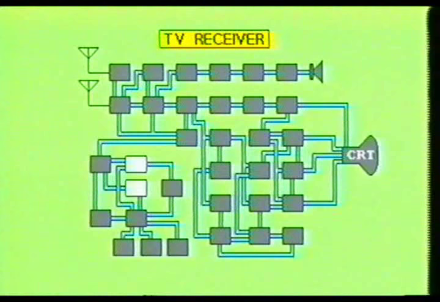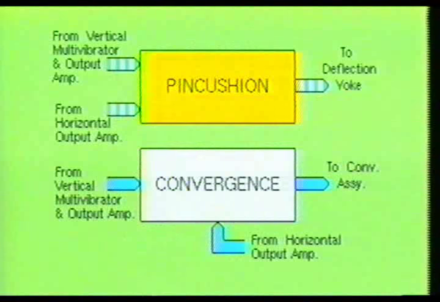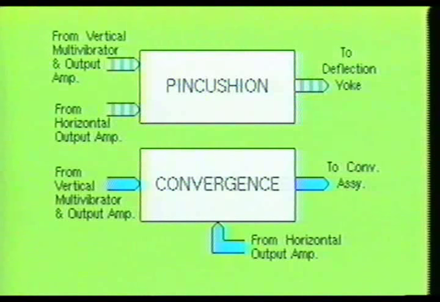Now let's examine two more stages used in the deflection portion of the color television receiver. These are the pincushion circuit and the convergence circuit. When the larger picture tube became popular, the top, bottom, left, and right sides of the picture tube would tend to bow inward toward the center of the picture tube screen. This defect was known as pincushioning. To overcome this defect, the pincushion circuit became necessary.